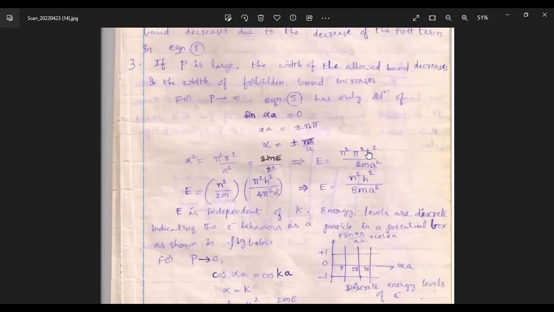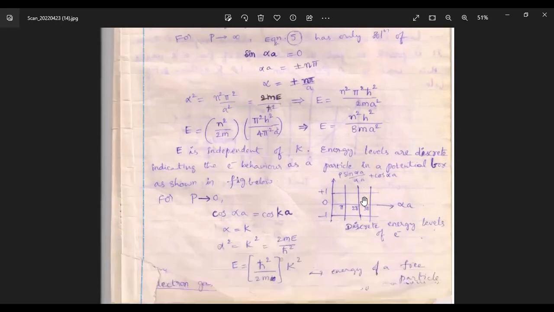h bar is h by 2 pi, so h by 2 pi into h by 2 pi gives n square h square by 8m a square. You got rid of pi here. If you expand n square h square by 8m a square, the energy level E is independent of K. Energy levels are discrete, indicating the electron behaves as a particle in a potential box, as shown in the figure below.